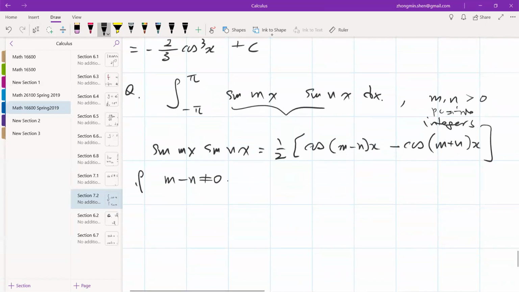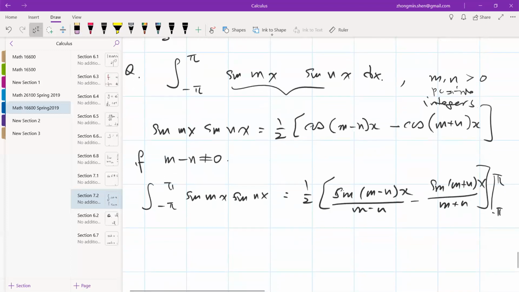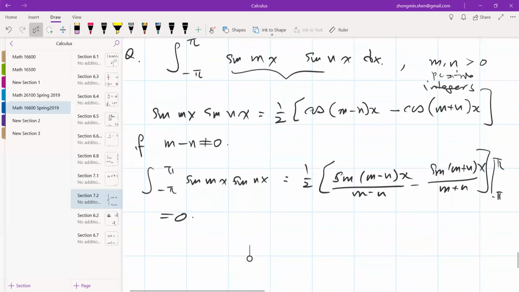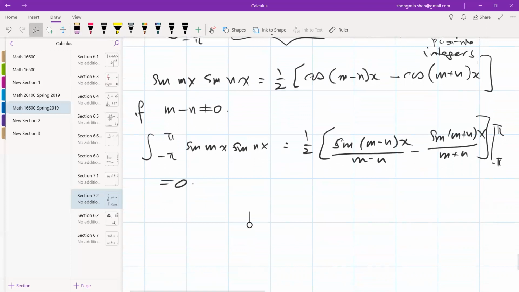Okay. So if m is not equal to n, this integral is going to be 1/2 of sine (m minus n)x divided by m minus n, minus sine (m plus n)x divided by m plus n. So you evaluate the two endpoints. But that is going to be zero, because sine k pi is always zero. Only when m minus n equals zero do you get a non-zero number, okay? So that's it. We can solve this integral very generally.